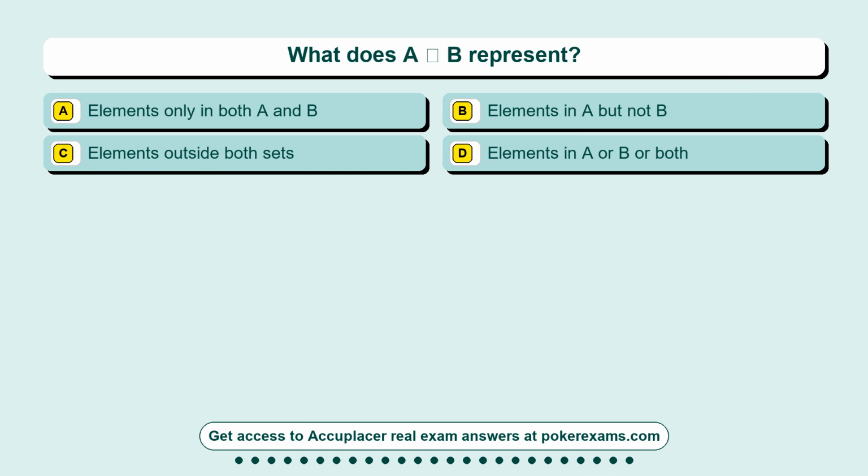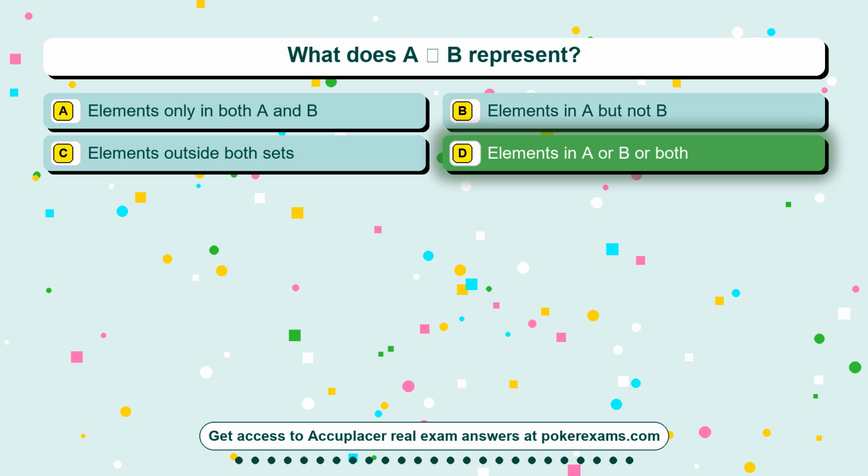Question 12. What does A union B represent? Option A, elements only in both A and B. Option B, elements in A but not B. Option C, elements outside both sets. Option D, elements in A or B or both. The correct answer is option D, elements in A or B or both.